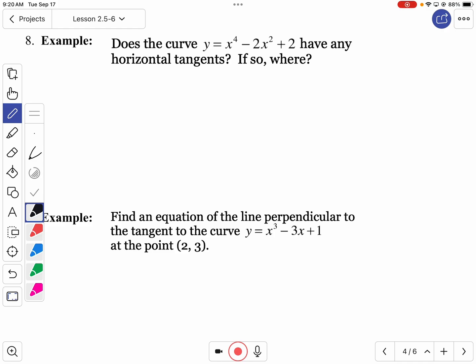So let's just kind of dive into that. What does that mean? If I have a horizontal tangent, it's a horizontal line, which means my slope would be what? 0. In other words, I'm looking for where is the derivative equal to 0. Okay? That's the question this is asking me. Well, the first thing I'm going to need is the derivative, right? What's going to be y prime in this problem?